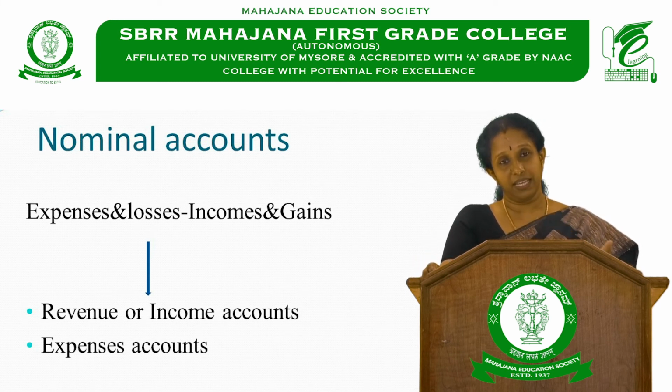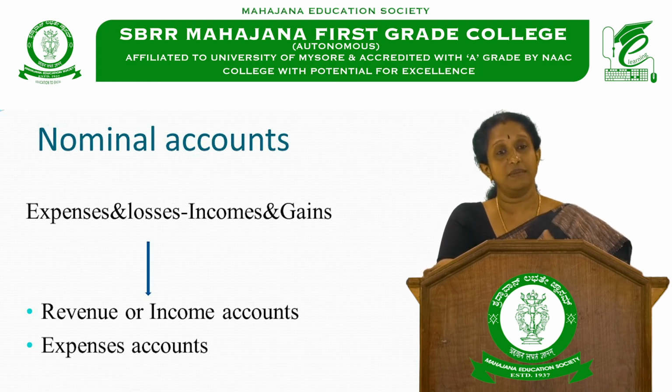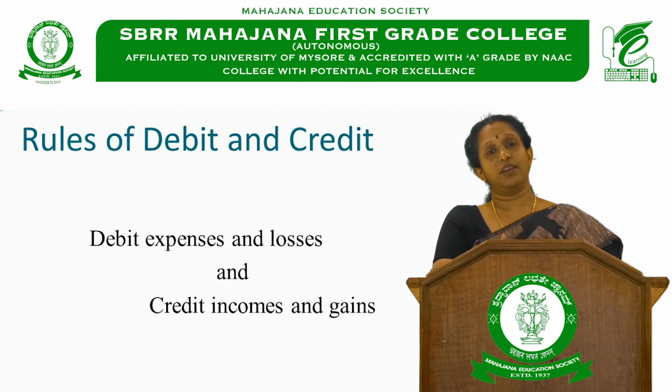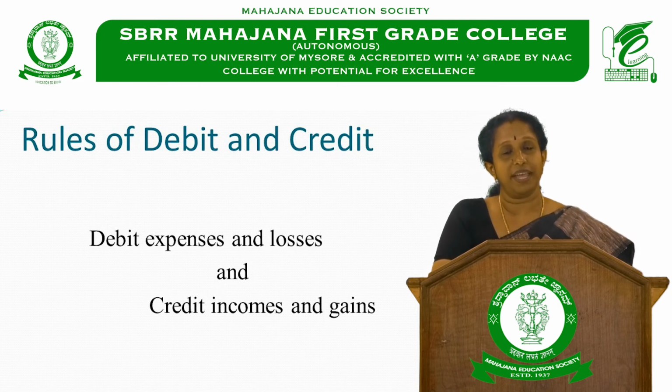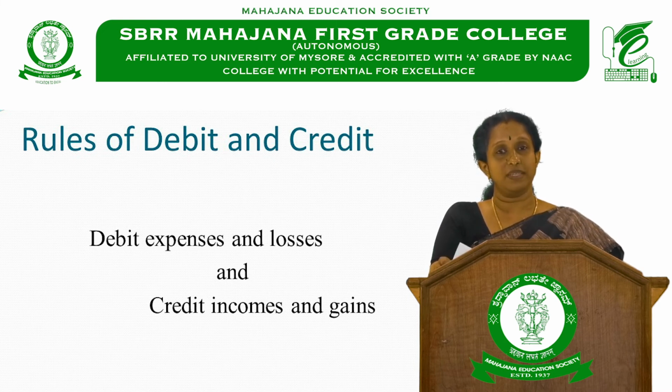So we come across incomes and expenses here. All those revenue incomes and revenue expenses are taken into consideration. The rule for this is debit all expenses and losses and credit all incomes and gains. This basically we find in the profit and loss account. So this is about the basic rules and the basic classification of accounts that we have learned.